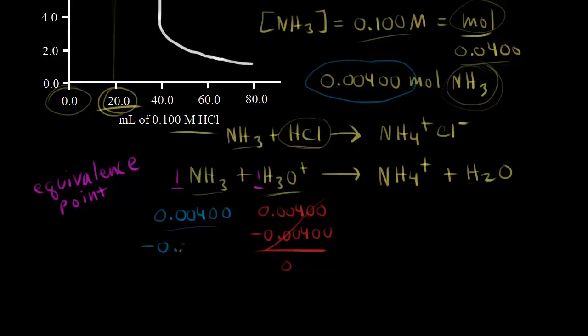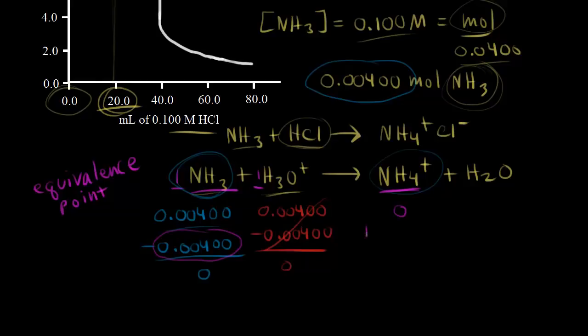We're going to lose all 0.004 moles of NH3, so we're left with 0 of that. Ammonia turns into ammonium, NH4 plus. And if we start with 0 for NH4 plus, whatever we lose for ammonia is what we gain for NH4 plus. So if we're losing 0.004 moles of ammonia, that's how many moles of ammonium we are gaining.